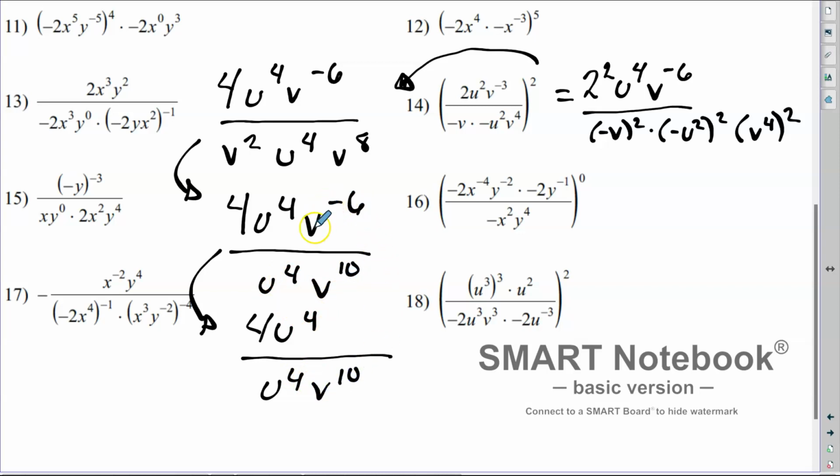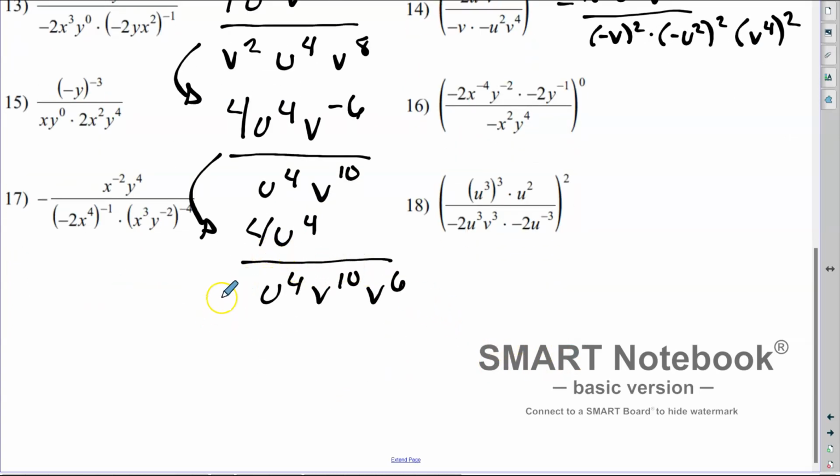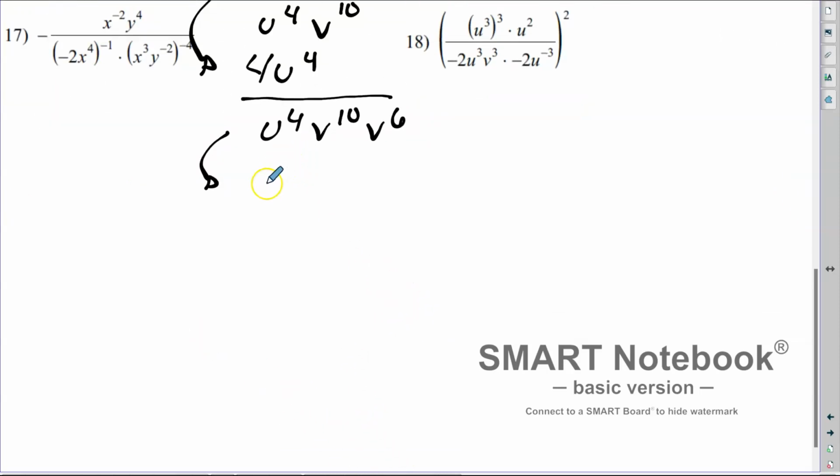And I'm going to bring this guy down so it becomes v to the 6th. Now it's positive, not negative, but it used to be on top of the fraction, not here on the bottom, okay? And as you guys can see, we can now simplify even further, okay? So we have 4u to the 4th. We have u to the 4th.